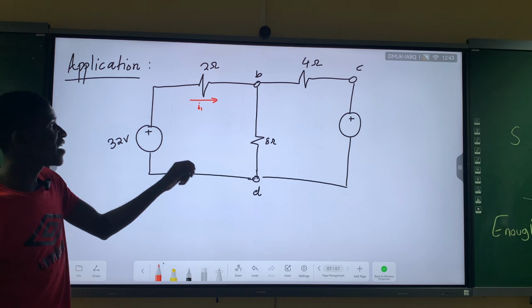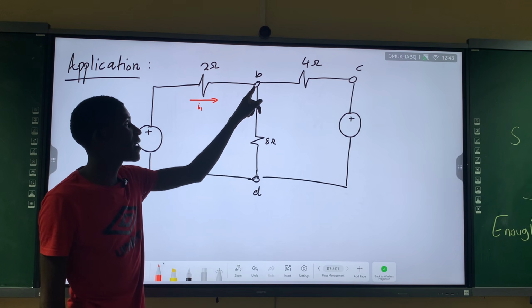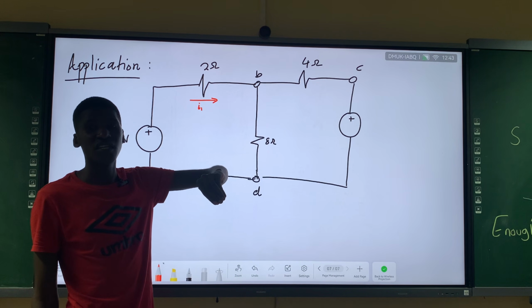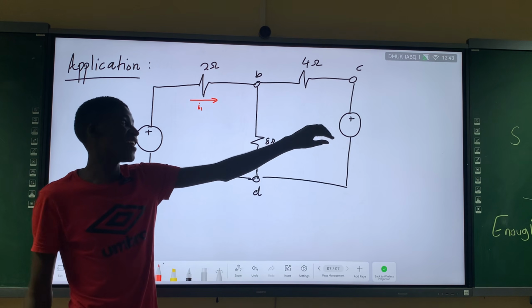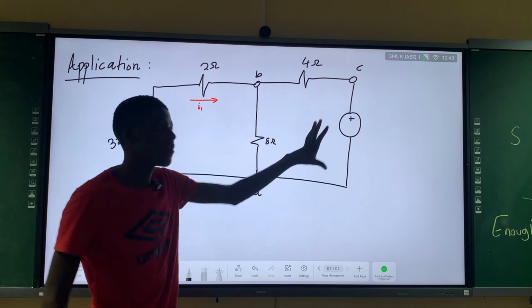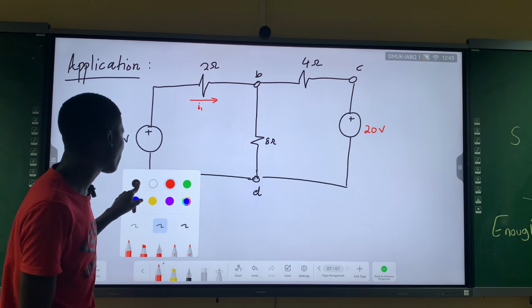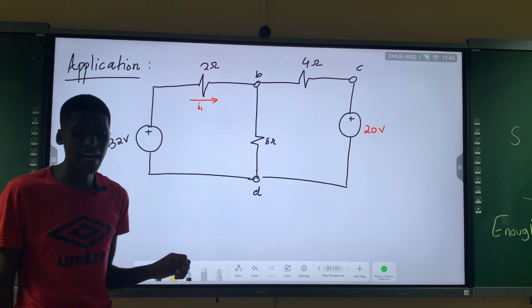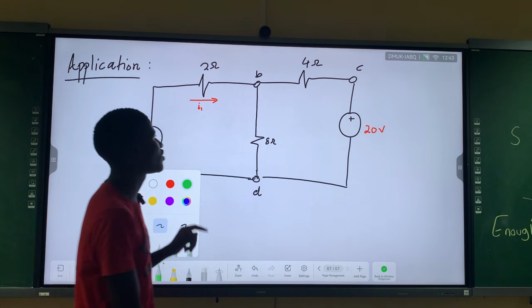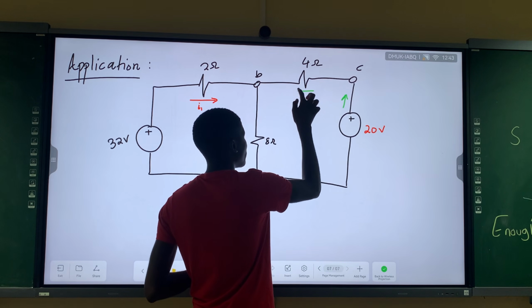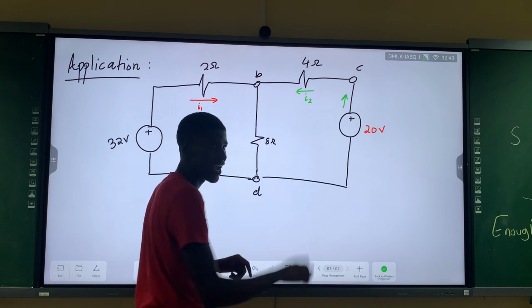Yes. And then the current I1 from my figure will reach node B. Will it split? Let's look. We have another voltage source, like 20 volts. This 20 volts now has its own current. It produces its own current, and what do we call this current? I2. So the current flowing out of this 20 volt source is current I2.